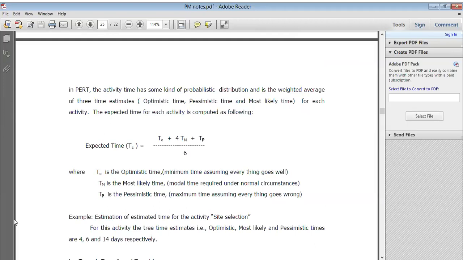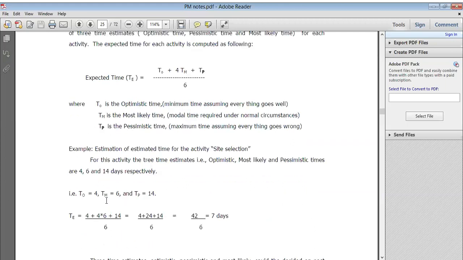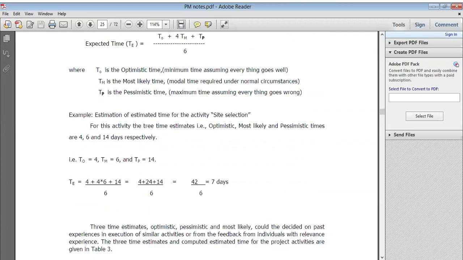Where TO is the optimistic time, TM is the model time, and TP is the pessimistic time. P is pessimistic time, M is the model time, and O is the optimistic time, right? So just remember this formula in your mind or note it down in your copy. And we have seen examples of how we calculated the estimated time. So here is one small example.